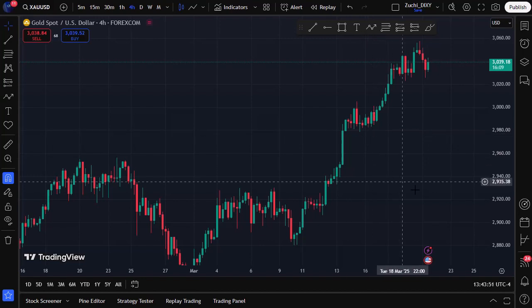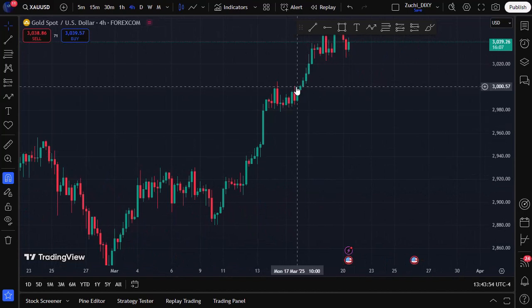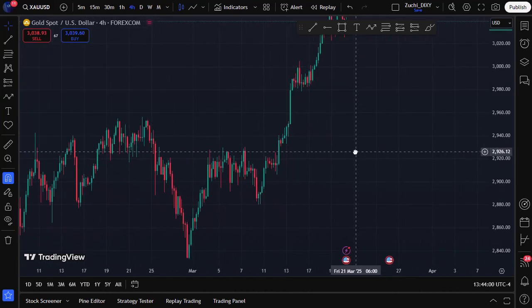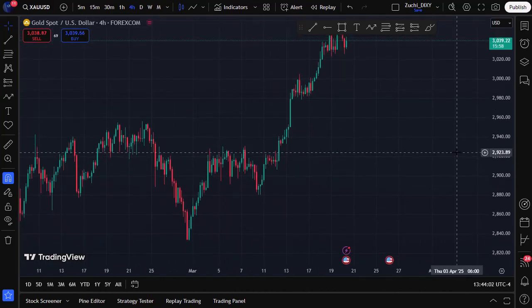So what this simply does is me just waiting for a price to break out from one point and then not waiting for a retracement.